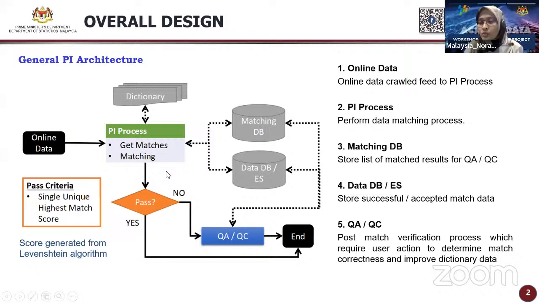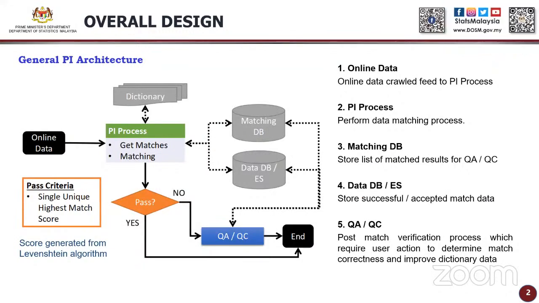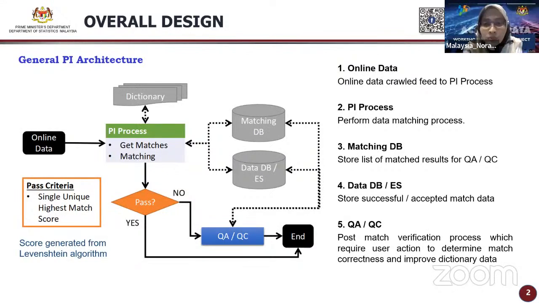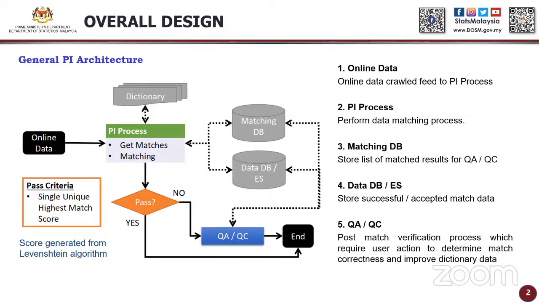First of all, this is the overall design of PI data management, which starts with online data, which is crawled and fed to the PI process. Next, the PI process is the place where the data matching process is performed. And next, the matching database stores the list of match results for quality assurance or quality control.